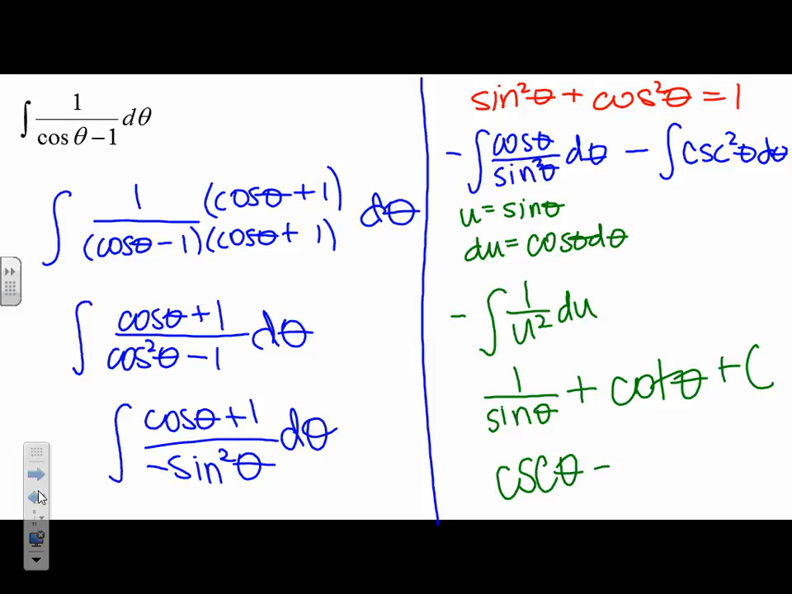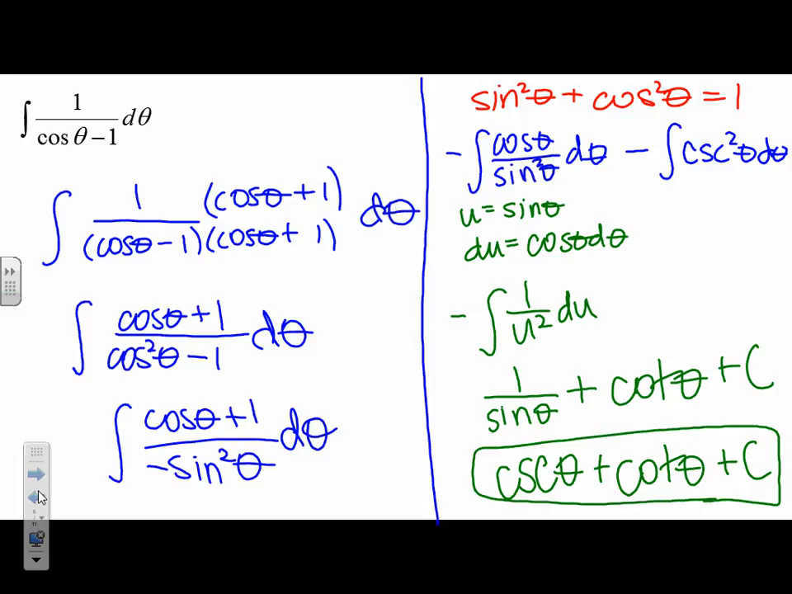Why is it not negative 1 over sine? Because when we take the antiderivative of u to the negative 2, we make it u to the negative 1 multiplied by negative 1.